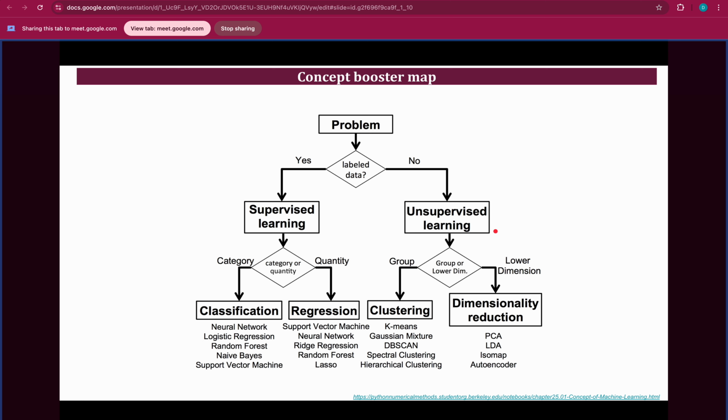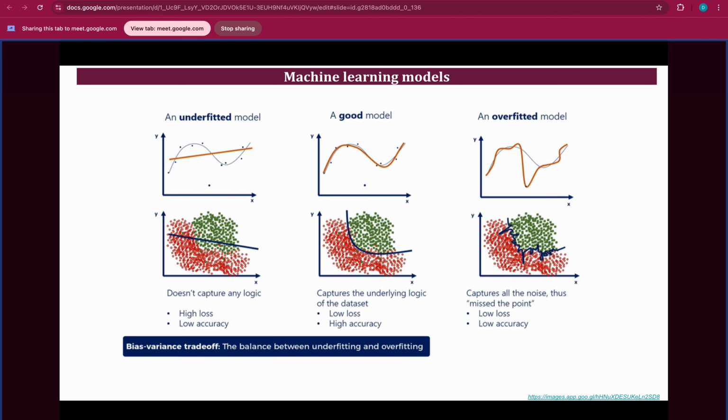Then comes unsupervised learning. If you want to group your data, then you will go for clustering. If you want to reduce the dimensions, you will go for dimensionality reduction. So this is about the different types of learning methods. And now we will see what your machine learning model should be, because you are designing models by using these methods. There are chances that you can go for underfitting, where you're not able to properly classify or properly cluster the data, such as in k-means clustering or in linear regression.